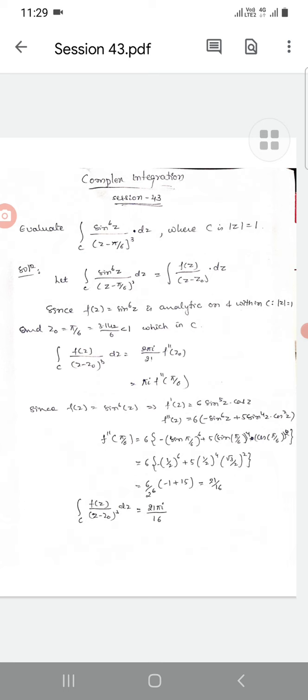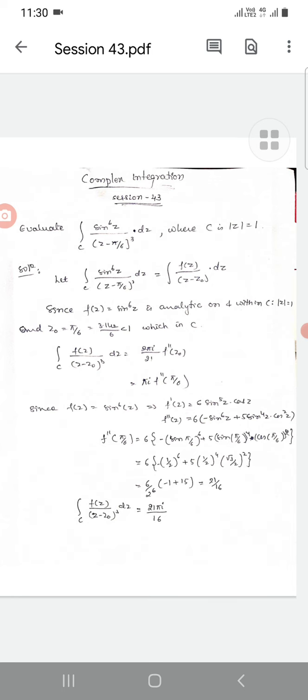So for f(z) equal to sin^6 z, f dash of z, by the power rule of differentiation, is 6 sin^5 z into cos z. After taking another derivative, the second derivative of f(z) is 6, which is a constant, times the product of u and v: the first function into the derivative of the second, plus the second function into the derivative of the first.